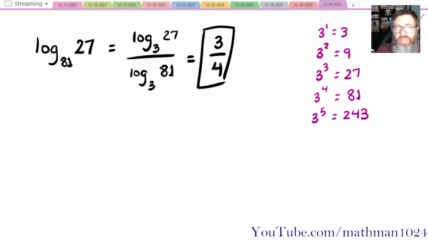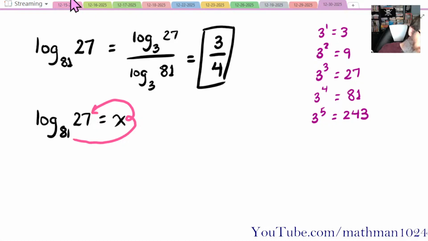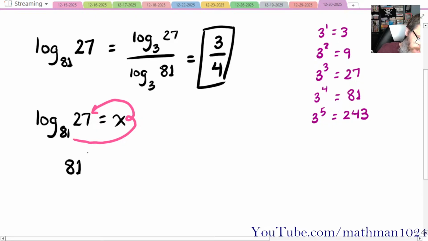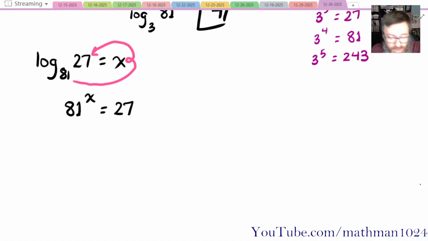Now, again, it could be that you don't like doing that change of base theorem and you say, I would rather not. Can I look at this as an equation, just say let it equal x? Sure. Then you have to rewrite this as an exponential equation: 81 to the x equals 27. So 81 to the power of x equals 27. And then figure out what the common base is. Again, you've got to know the common base is 3, or else you can't do this. You couldn't have done the last part.